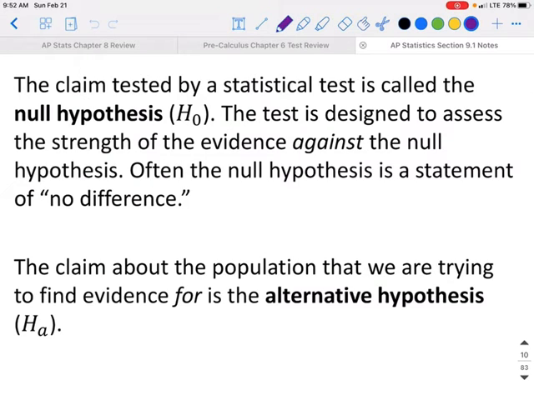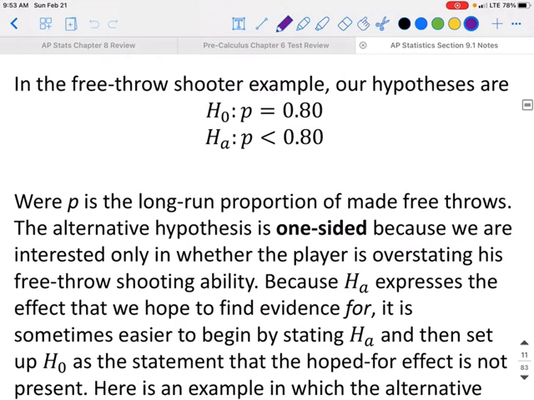The claim tested by a statistical test is called the null hypothesis. This is the one you're testing against. The test is designed to assess the strength of the evidence against the null hypothesis. Often, the null hypothesis is a statement of no difference. The claim about the population that we are trying to find evidence for is your alternative hypothesis, or your H sub a. In our free throw shooter example, our null hypothesis is that p equals 0.8. Our alternative hypothesis is p is less than 0.8, where p is the long-run proportion of made free throws.